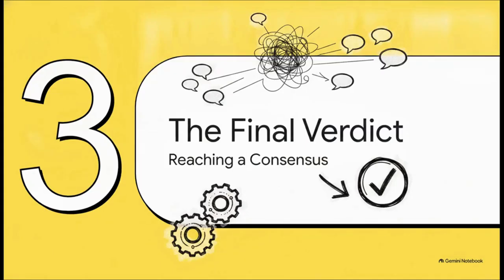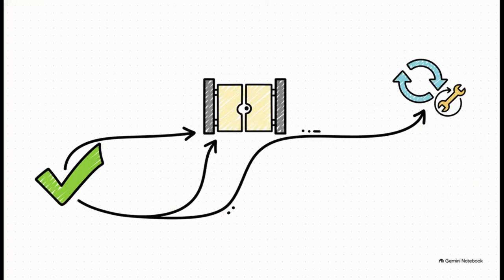Section 3. The final verdict. Reaching a consensus. Eventually, that whole loop of comments, suggested changes, and updates comes to an end. We finally arrive at the climax of the code review process. This is the moment of truth where the reviewer has to look at the final state of the code and make a definitive decision. Because reaching a consensus is absolutely vital for the health of the software.